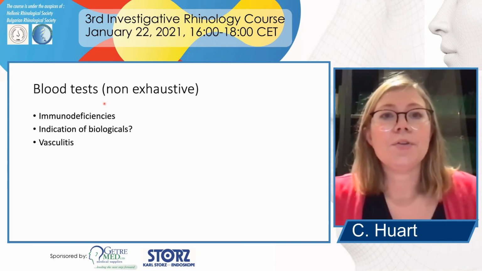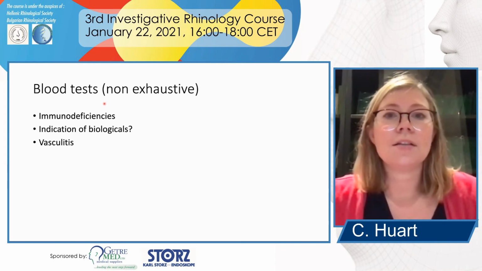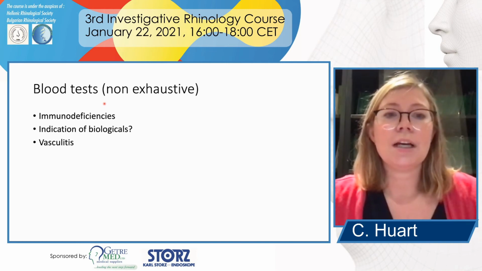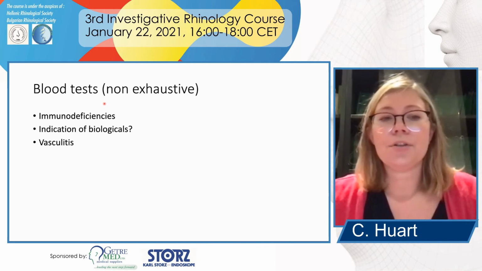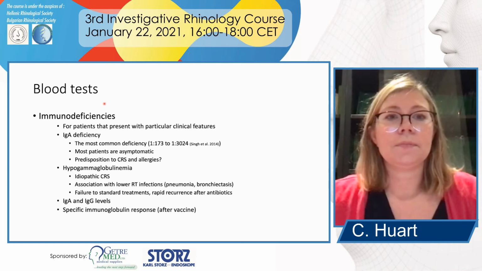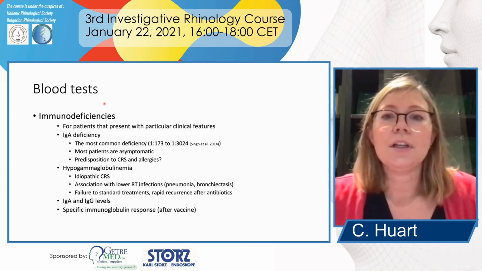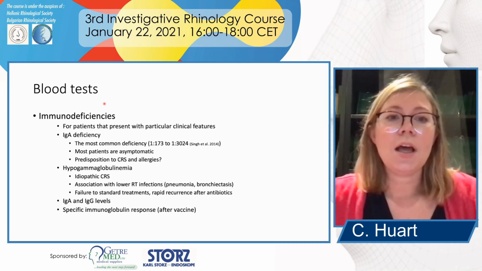Now I will discuss a few blood tests, so it's a non-exhaustive list. I will discuss their usefulness for immunodeficiencies, to evaluate the indication of biologicals, or in evaluation of possible vasculitis. Some patients have particular clinical features, and you may think about immunodeficiencies in some patients. The most common is the IgA deficiency.